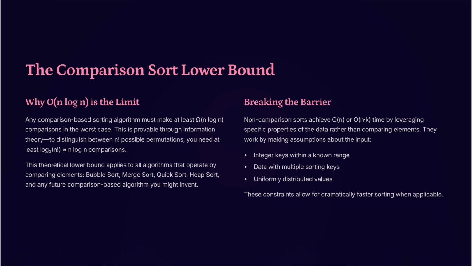Comparison-based sorting algorithms, like bubble sort and quicksort, are bound by a theoretical lower limit of O(n log n) comparisons. This is due to the need to distinguish between n! permutations. Non-comparison sorts, however, bypass this limit by leveraging data properties, achieving O(n) or O(nk) time under specific conditions.